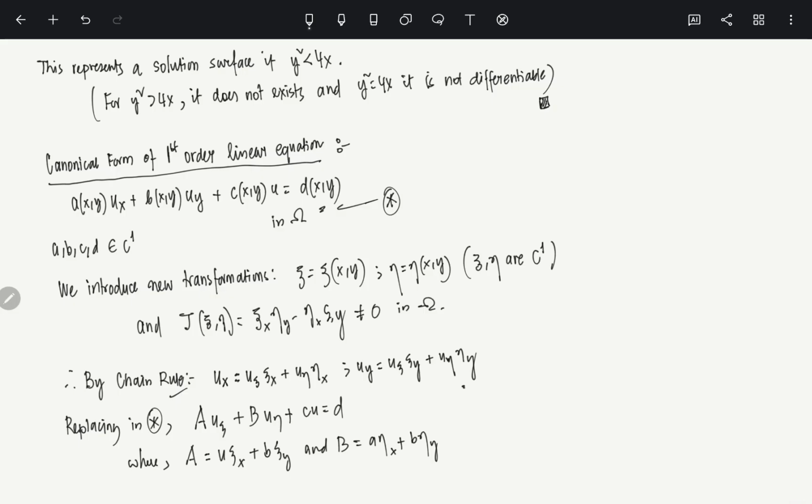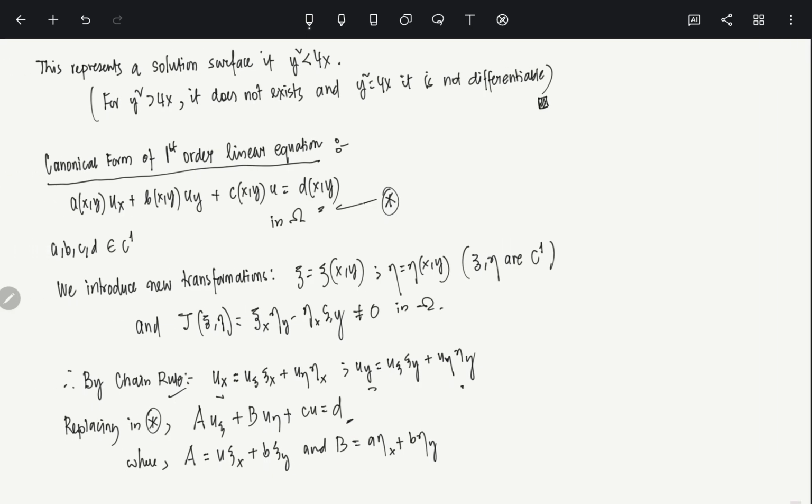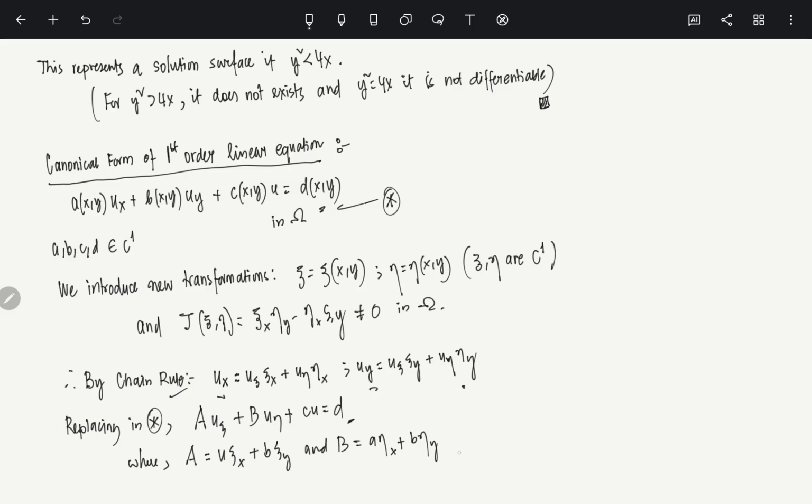Now you see, if you understand what's happening, essentially we don't know what xi and eta are. The equation is given, we don't know. So basically what we are trying to do is find a xi and eta which are continuously differentiable so the Jacobian is non-zero. If that is happening, u x and u y can be written like this. If they are written like this and you put it in the equation, the modified equation in terms of xi and eta looks like this, where A and B are this. Let's call this 1.